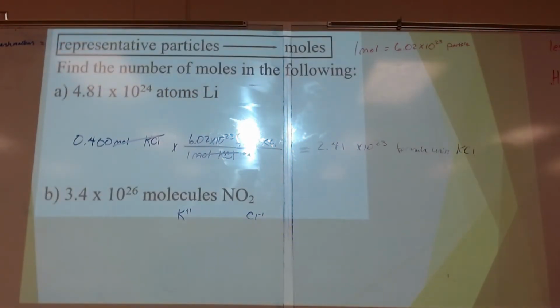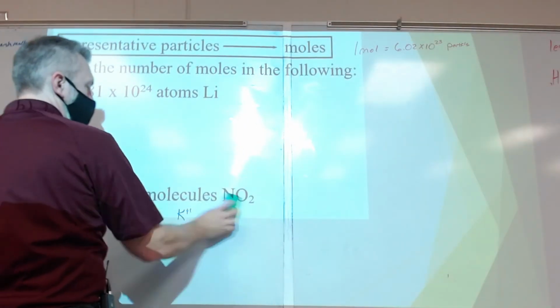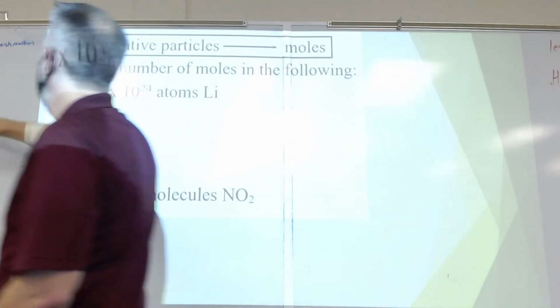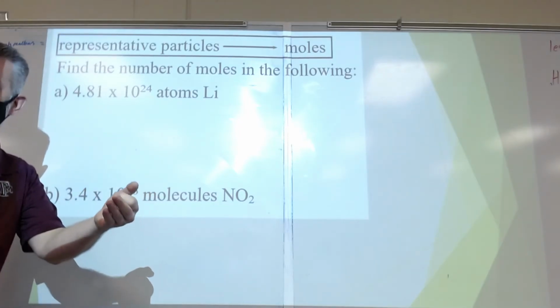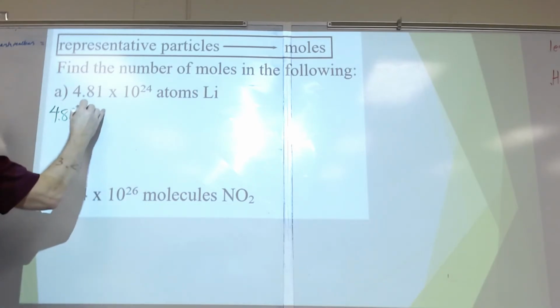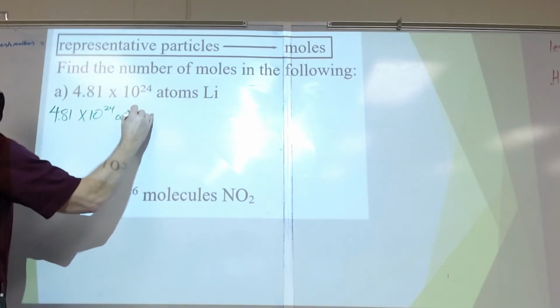If I happen to tell you that I've got 4.81 times 10 to the 24th atoms of lithium, how many moles do I have? You have to divide it by. We're going to use the same process. 4.81 times 10 to the 24th atoms of lithium.